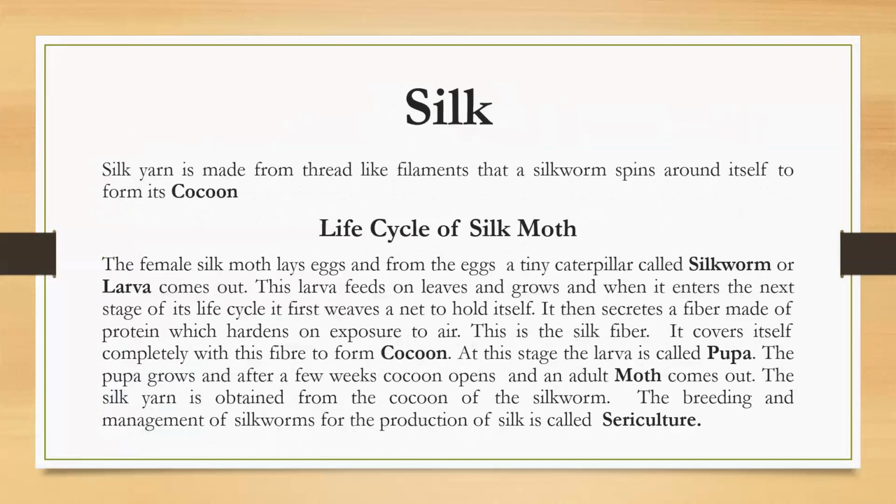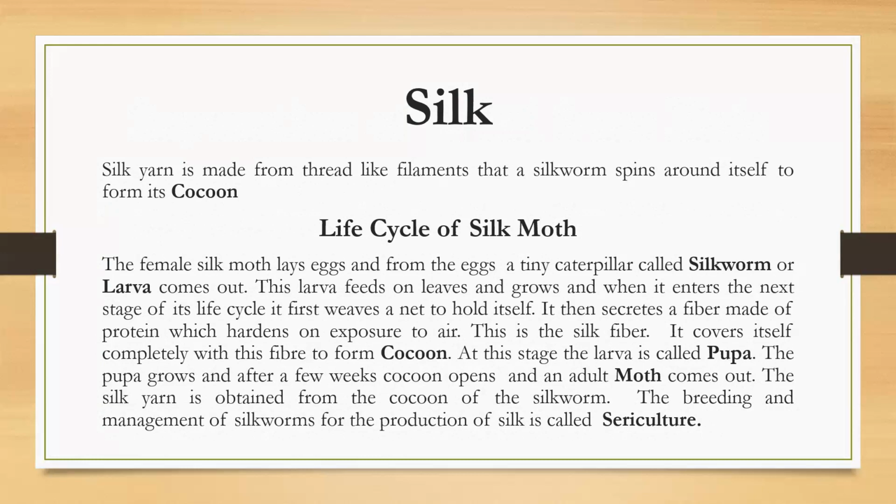Silk. Silk yarn is made from thread-like filaments that a silkworm spins around itself to form its cocoon. Life cycle of the silk moth. The female silk moth lays eggs. A tiny caterpillar called silkworm or larva comes out. This larva feeds on leaves and grows, and when it enters the next stage of its life cycle, it first weaves a net to hold itself.